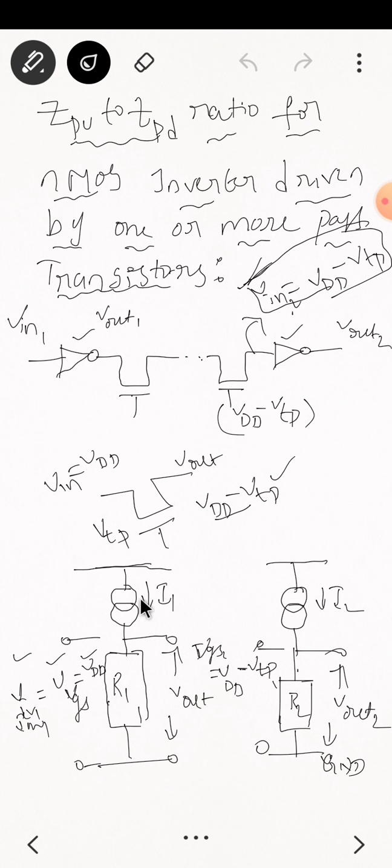Then next I am taking case 1 for inverter 1. Here current I1 is flowing. This is the depletion mode transistor, and this is the enhancement mode transistor R1.